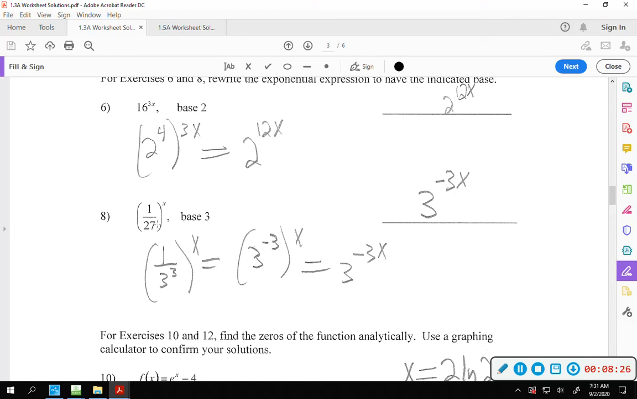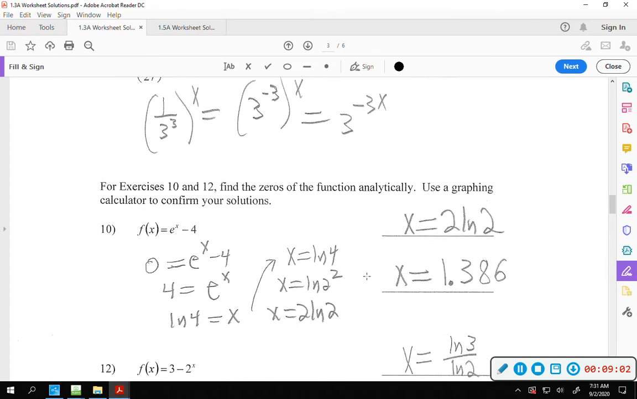3 cubed is the same thing as 27. They tell me to rewrite as a base of 3. But now I have to bring that 1 over 3 cubed up to make it 3 to the negative 3rd power. Remember, just like we did before, if we had a negative exponent, we could move the base down and change the sign of the exponent. Same here. If we have a base and a positive exponent, we can move it to the numerator. We just have to change the sign of the exponent. Now we have an exponent raised to an exponent. You need to multiply the exponents. There it is.